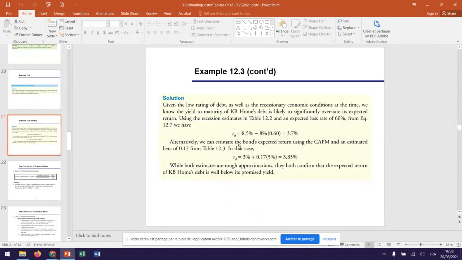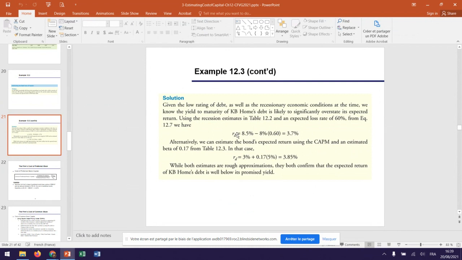If I use the first method, I can have RD equal to Y minus P times L. Y is 8.5%. P is 8%, the probability of default. Assume that this debt is unsecured debt. For unsecured debt, the loss rate is 60%. Okay, and then I'm going to have RD equal to approximately 3.7%.